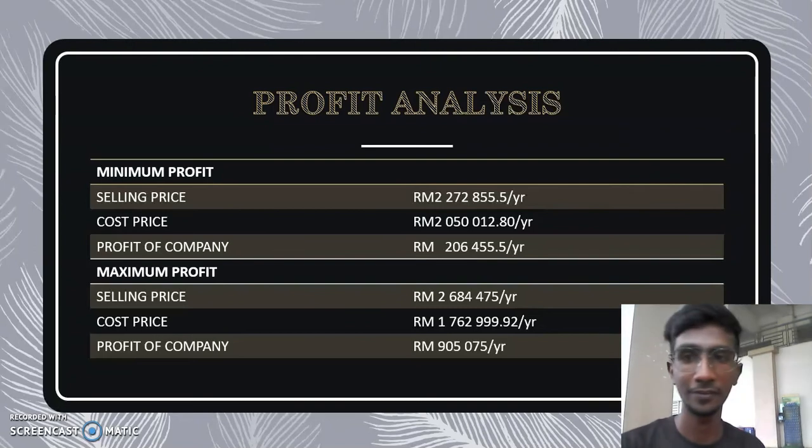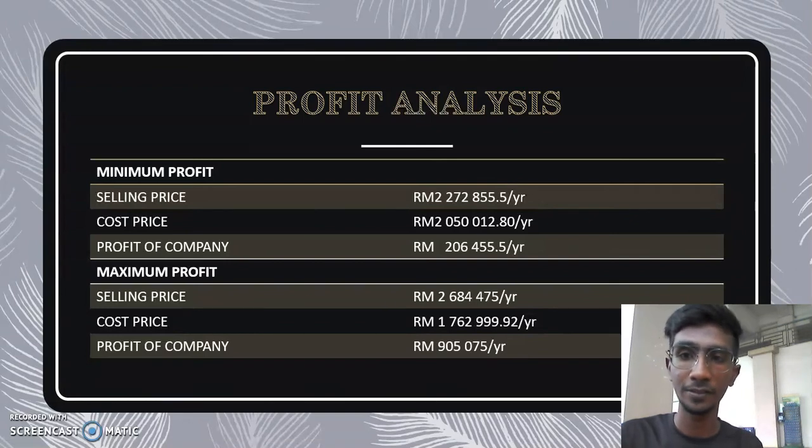Now I'd like to talk about the profit analysis. To obtain a minimum profit, we sell the ethylene at the minimum rate, which is 2,272,855.5 ringgit per year, while we buy methanol at the maximum rate, which is 2,050,012.80 ringgit Malaysia per year. So the profit of the company will be at the minimum, which is 206,455.5 RM per year.